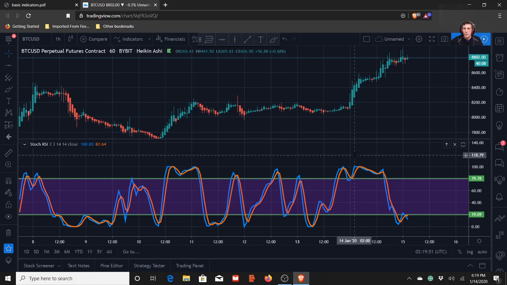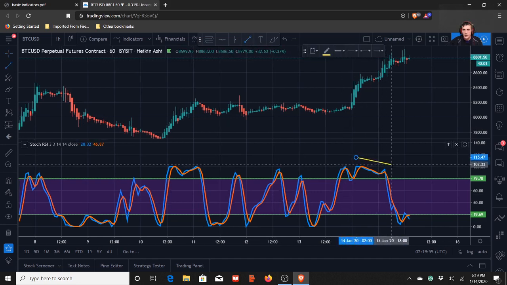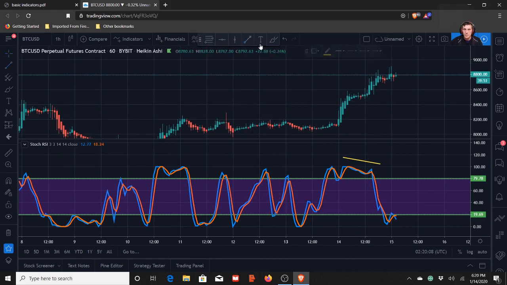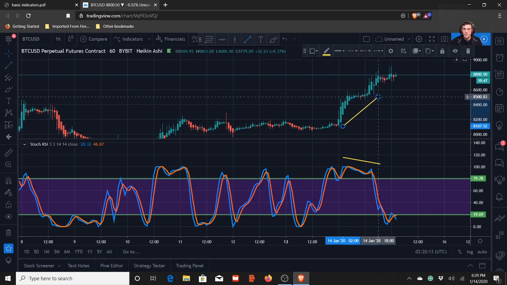Basically, I won't explain it in too much detail, but I'll just show you what a divergence is. We got our oscillator going down, and we got our candles moving up. We'll get into that on a whole different video, but this is another thing that you can throw in to make a strategy around this stuff.